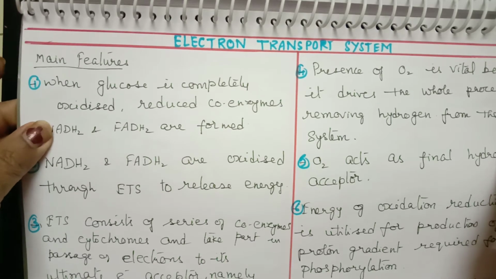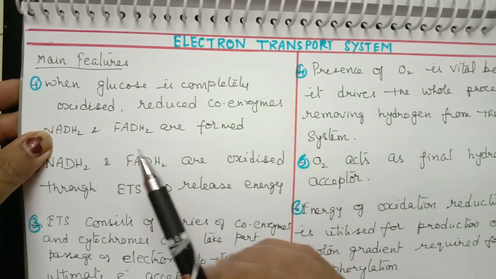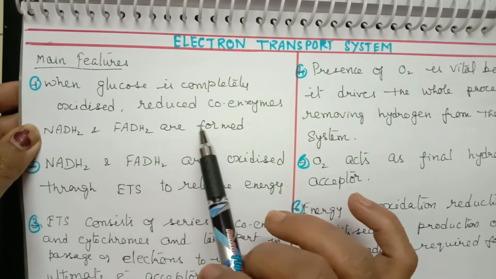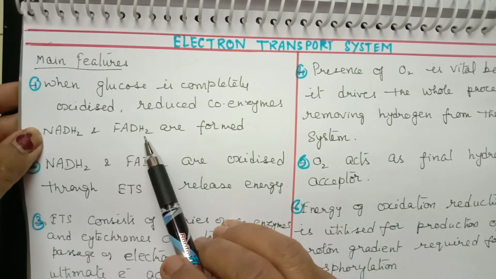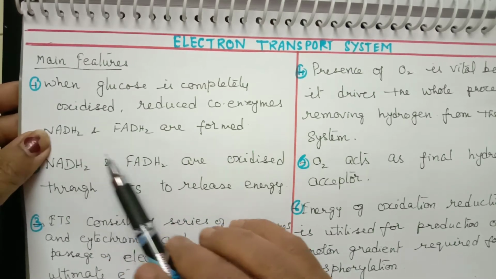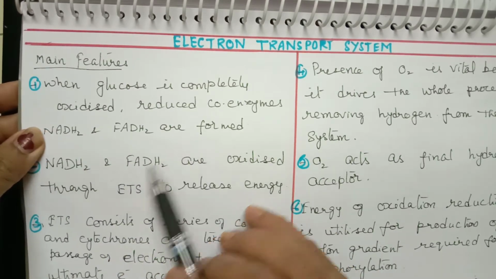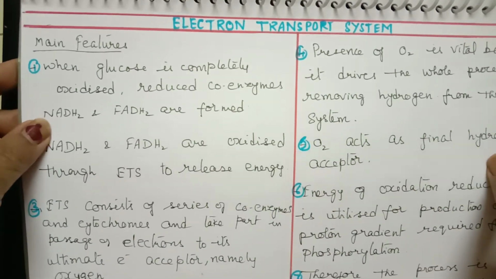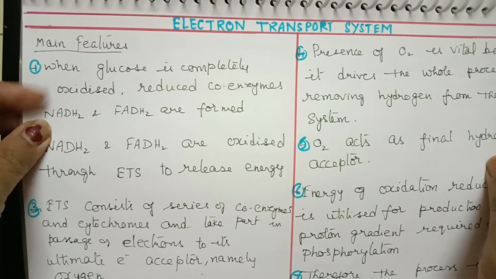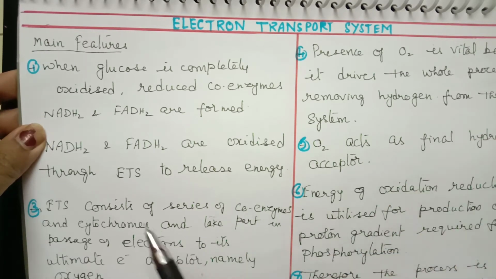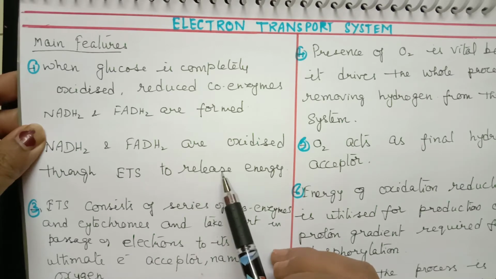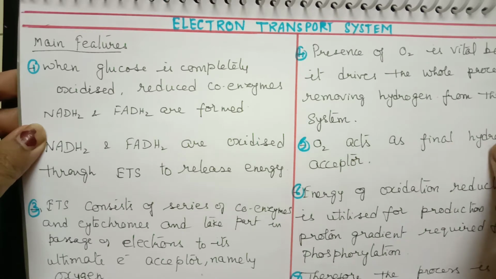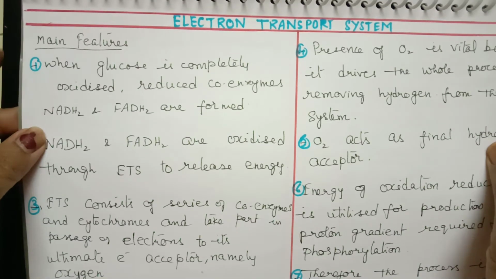Now let us see what are all the main features of this electron transport chain. Here, when glucose is completely oxidized, the reduced coenzymes are found, that is NADH2 and FADH2. These NADH2 and FADH2 must be oxidized. They are the storehouses of energy. They are oxidized through the electron transport system to release energy. Here energy is released during the electron transport system in the form of ATP.